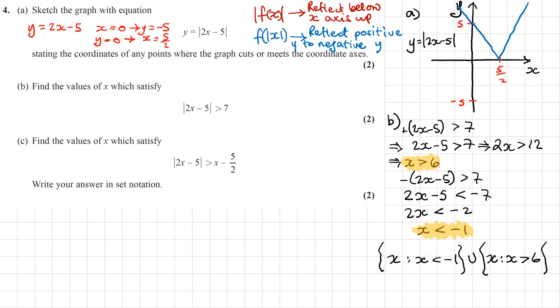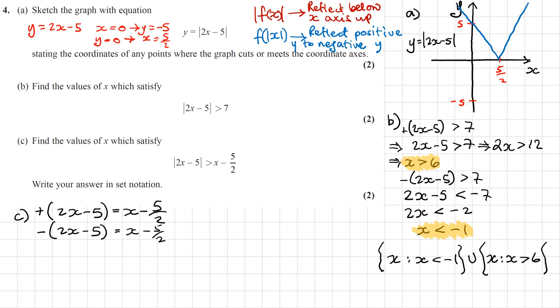Right, part C. We need to find the values of x which satisfy this equation here. And this does ask us to write our answers in set notation. So the first thing we want to do is to find out where these intersect. So we'll need to solve 2x minus 5 is equal to x minus 5 over 2. And we also want to solve negative 2x minus 5 is equal to x minus 5 over 2.